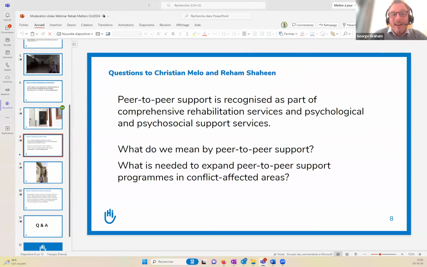the role of peer-to-peer support. So he talked there about what a big difference it made for him as a victim of explosive weapons and explosive ordnance to benefit from peer-to-peer support. It's recognized as part of the comprehensive rehabilitation services and comprehensive psychological and psychosocial support services. But I think some of us would find it useful to hear a bit more about what exactly we mean by peer-to-peer support.